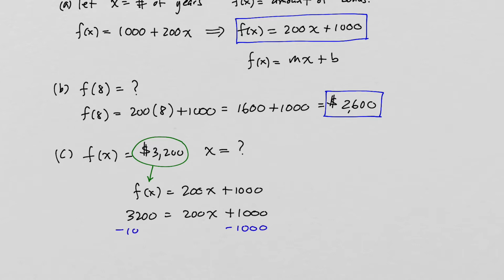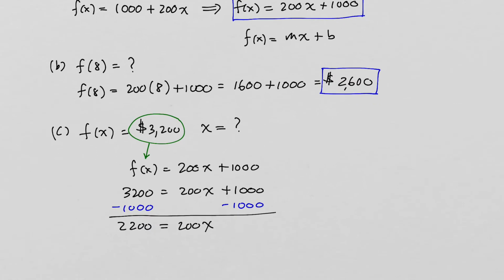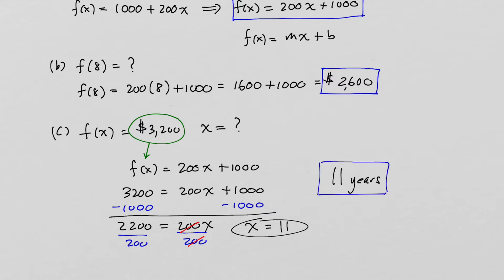So if we subtract 1,000 from both sides, we get 2,200 is equal to 200x. And then if we divide both sides by 200, the 200 cancels out here, and we end up getting x is equal to 11. So this means that Jocelyn will have to work for the company for 11 years for her bonus to be equal to $3,200.